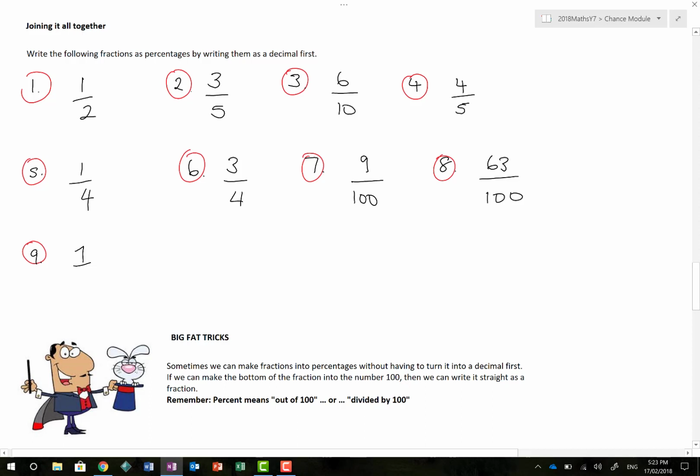So 1/2 as a percentage was actually 50%. 3/5, when I write that as a decimal, becomes 0.6, which becomes 60%. 6/10 becomes 60%. 4/5 becomes 80%. 1/4 is 25%. 75%. 9%. Now actually this one here is really important. This one here is 63%. Again, what do you notice about the bottom number? And this one here, we've already done this one. You should have just been able to copy the answer from above, is 100%.